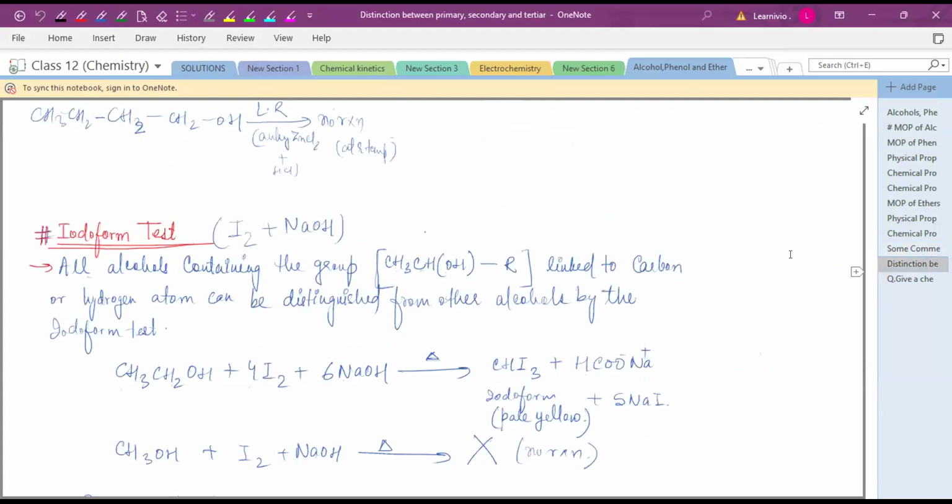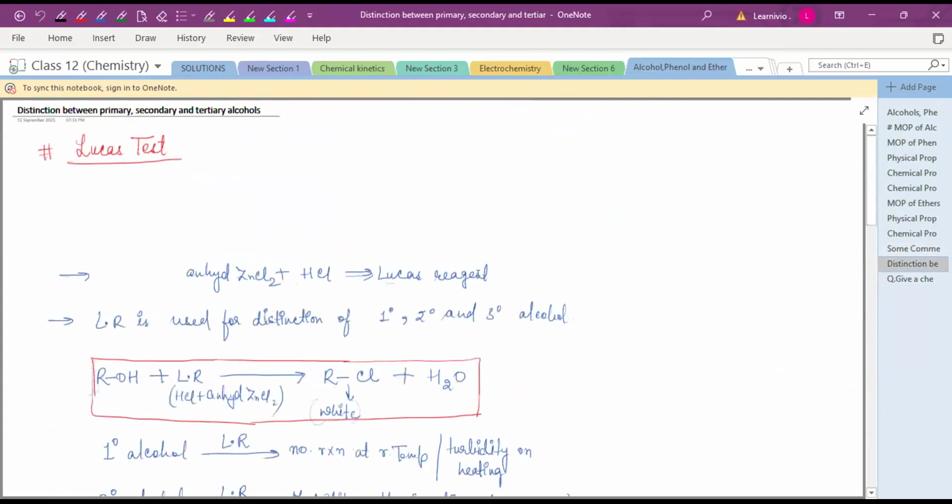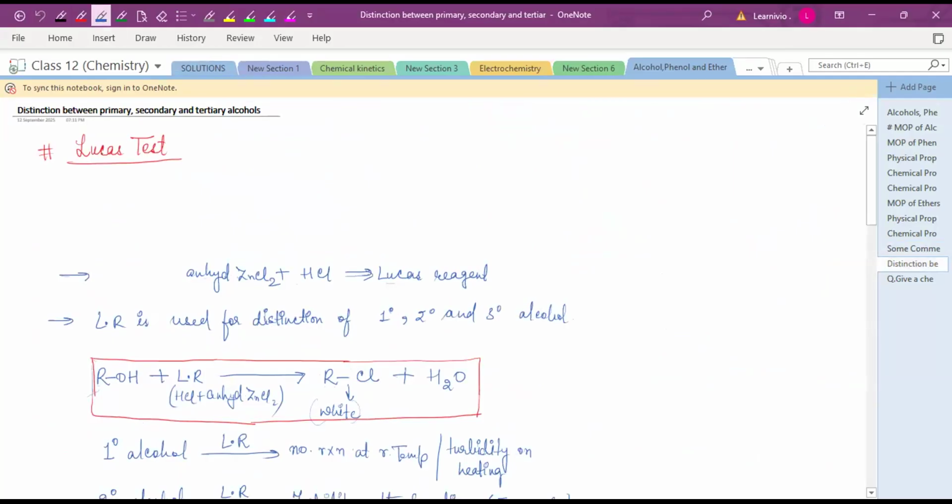Okay, now see the last topic, which is the distinction between primary, secondary, and tertiary alcohol. How can we distinguish between primary, secondary, and tertiary alcohol? So we have a test. Okay, the first test is the Lucas test.